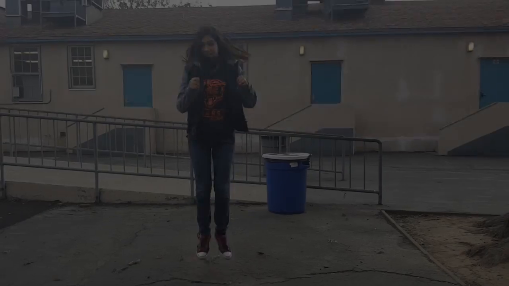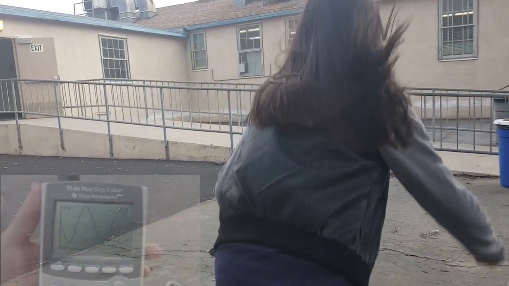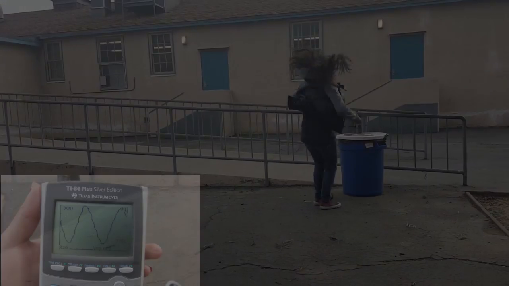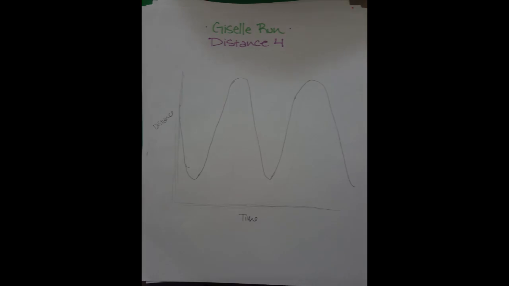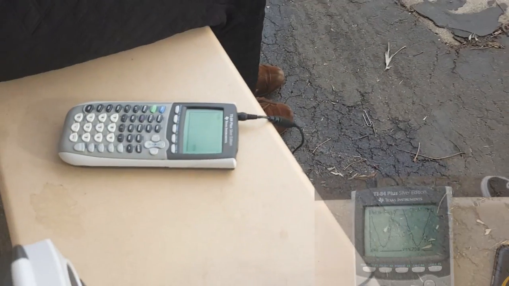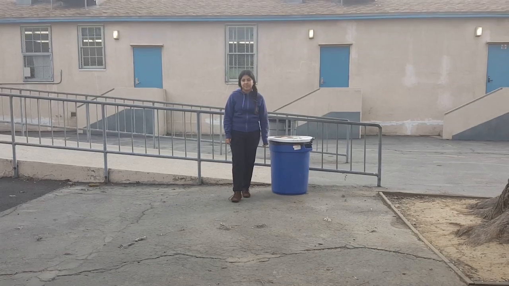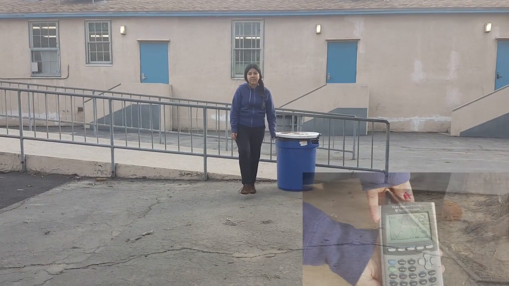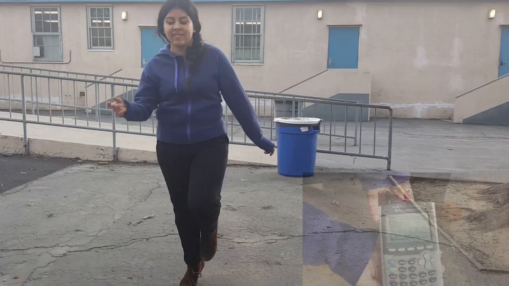When Giselle was jumping, a sine transformed graph was formed. While Giselle was running, a sine transformed graph was also formed. This was consistent with Jocelyn skipping, as a sine graph was also formed.